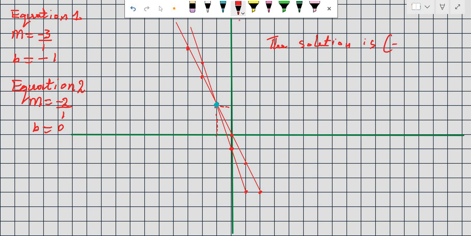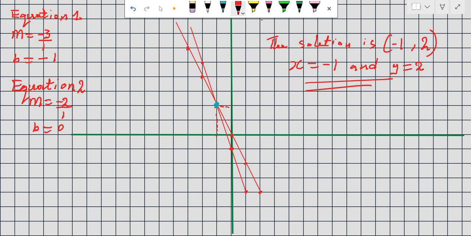is -1 rather, -1, not -2. -1 and 2. In other words, x is equal to -1 and y is equal to 2. So that is the answer to this question. I hope it makes some sense.